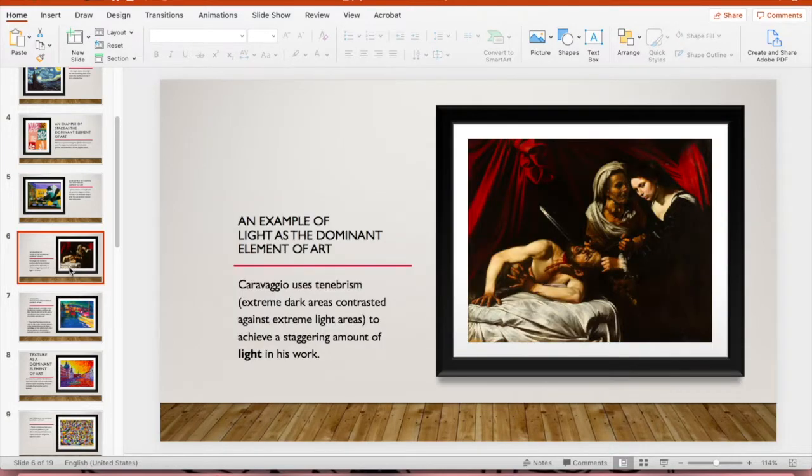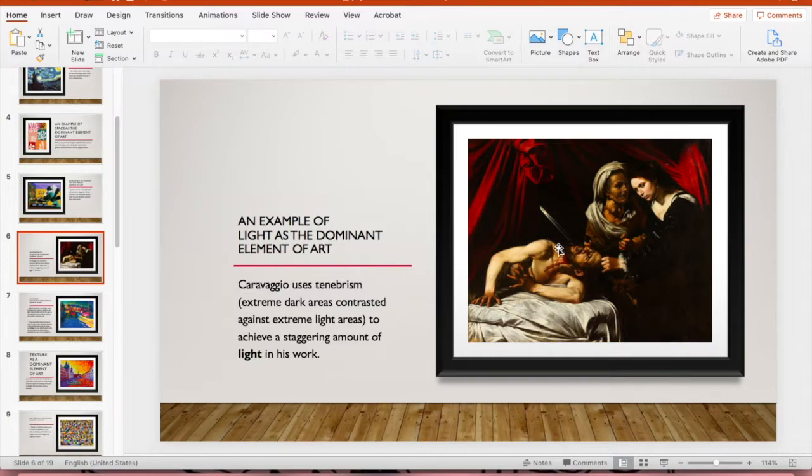An example of light as the dominant element of art. Caravaggio uses tenebrism, extreme dark areas contrasted against extreme light areas, to achieve a staggering amount of light in his work. And I would say that you're going to kind of want to go into your next paragraph with the point you make in your second paragraph. So your element is going to pair usually with one of those principles in a very natural way. I'm talking about Caravaggio here.